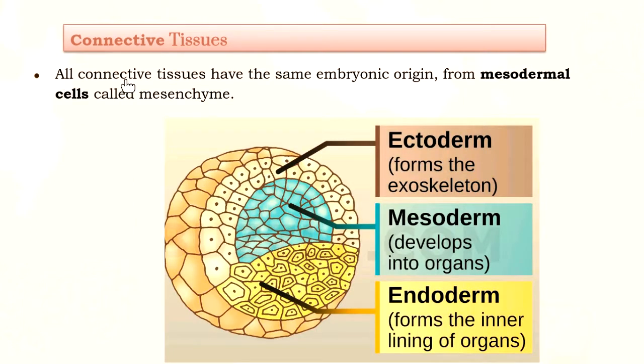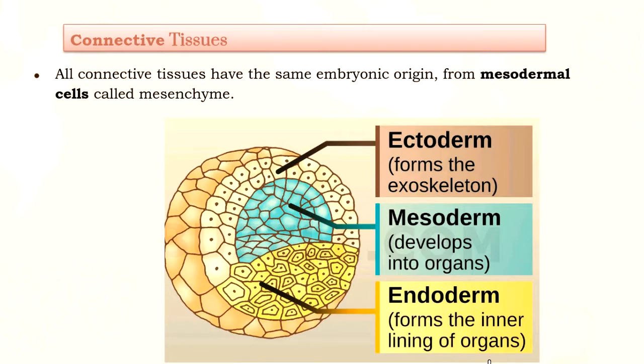All the connective tissue have the same embryonic origin from the mesoderm cells called mesenchyme. I hope by this time you know what is ectoderm, mesoderm and endoderm. These are the three germ layers. So here the connective tissue is originating from the mesoderm. See here in the figure, the blue appearing is the mesoderm. So connective tissue has its origin from the mesoderm. Meso means in between. Endo is inside, ecto is outside, and meso is in between ectoderm and endoderm. So our connective tissue in the body is originating from the mesoderm.